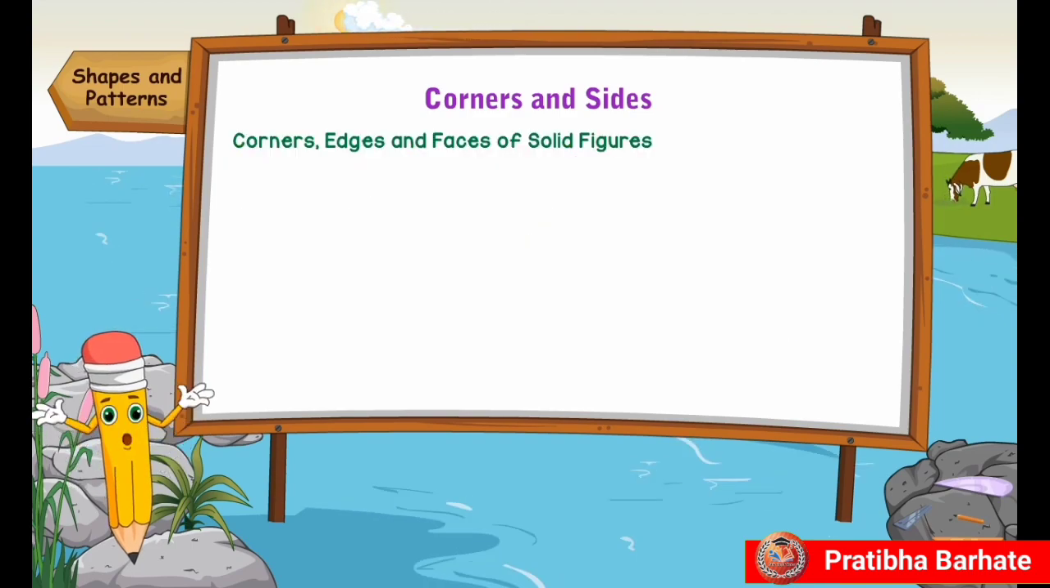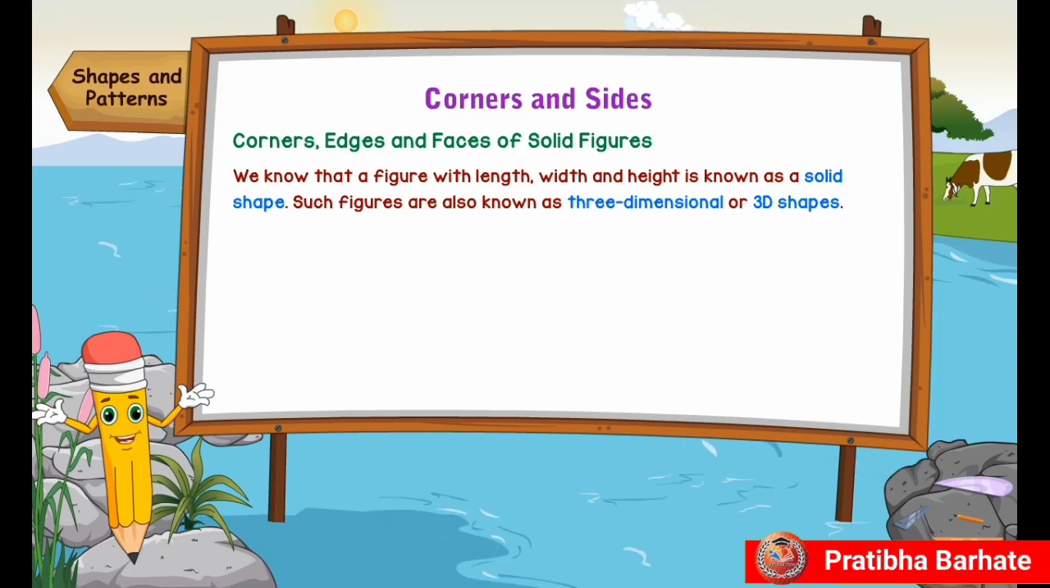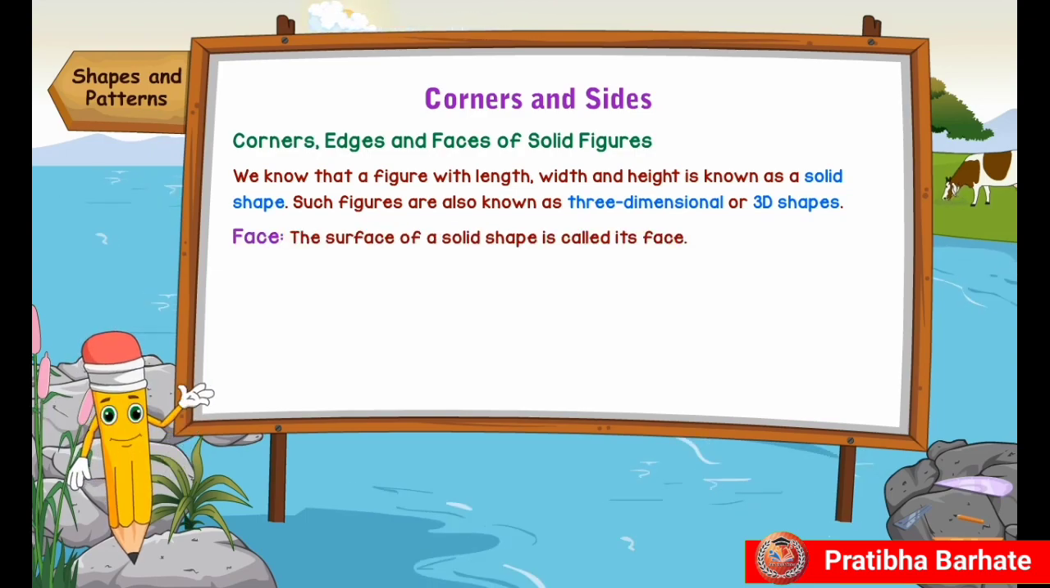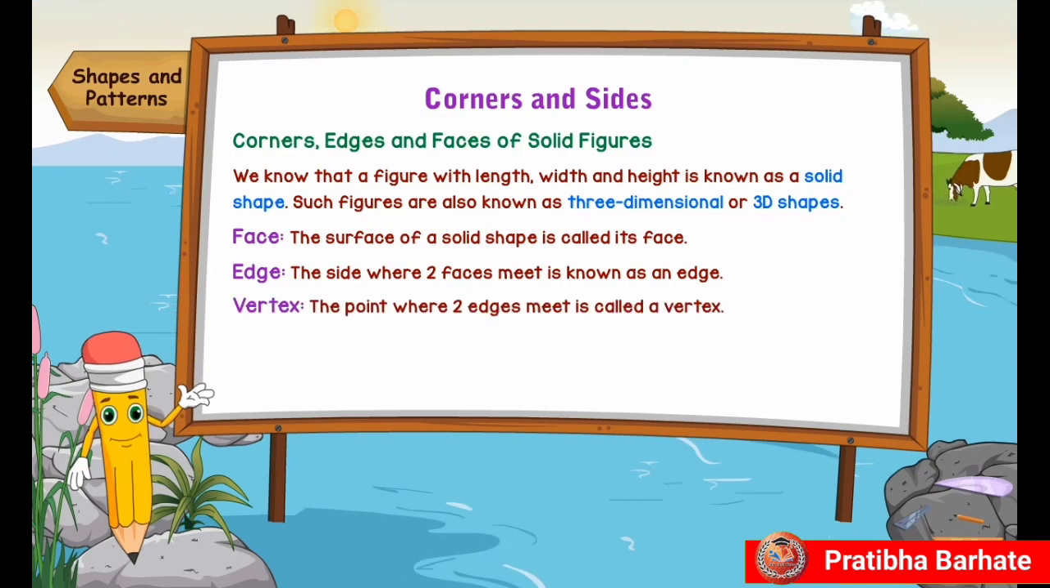Corners, edges and faces of solid figures. We know that a figure with length, width and height is known as a solid shape. Such figures are also known as three-dimensional or 3D shapes. Face: the surface of a solid shape is called its face. Edge: the side where 2 faces meet is known as edge. Vertex: the point where 2 edges meet is called a vertex.